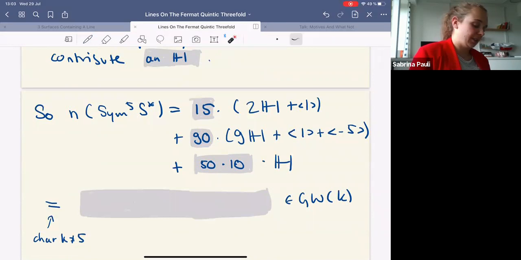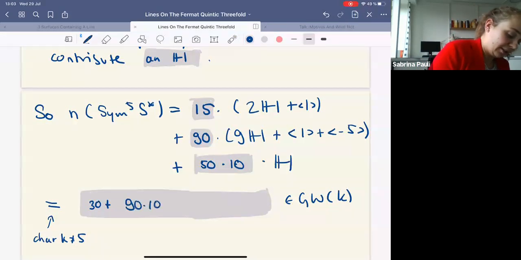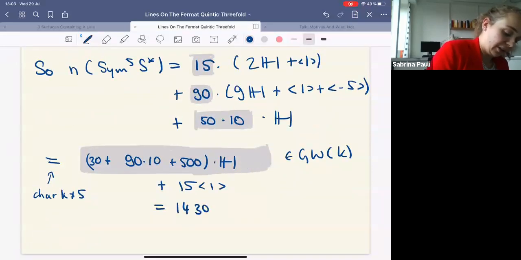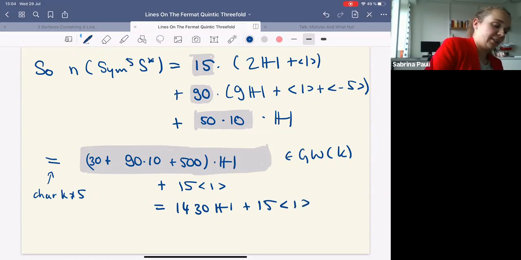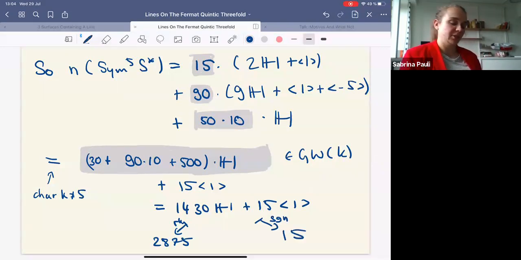So now if the characteristic of my field is not equal to 5, which I assumed, I can actually replace this guy here with an h. It doesn't change the result in the end. So what I get is 15 times 2 plus 90 times 10 plus 500 times an h plus 15 times 1. So this is 1, for 30 times h plus 15 times 1. And again, if I take the rank, this is 2,875, which is the classical count. And now let's also take the signature, and I get 15, and this is the real count.